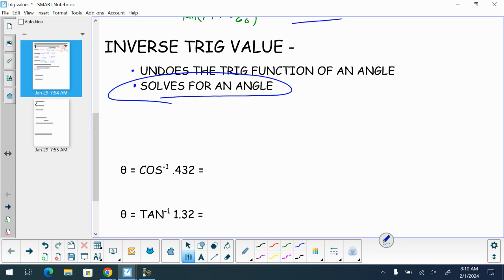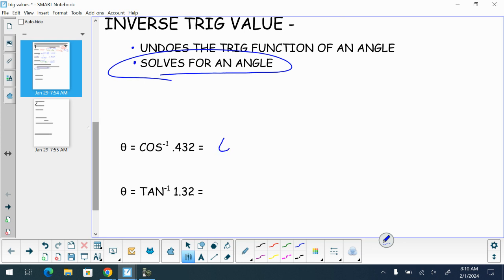Addie, what do you get? 64.41. 64.41 degrees. Go with that. If you would take the cosine of that angle, you'll go back to 0.432 or close to it. Won't be exact. Inverse tangent of 1.32.